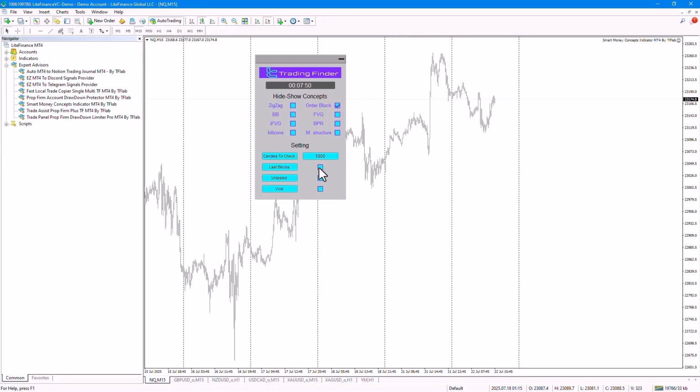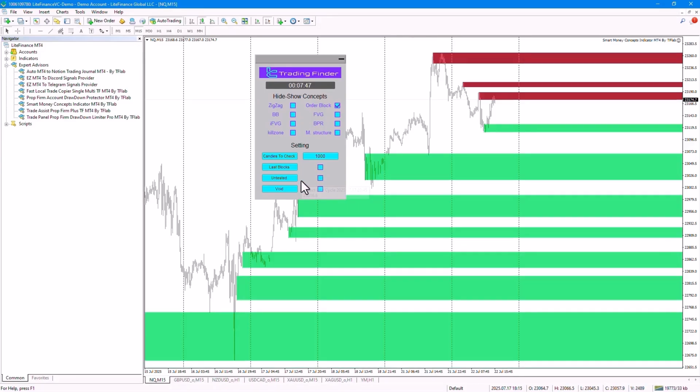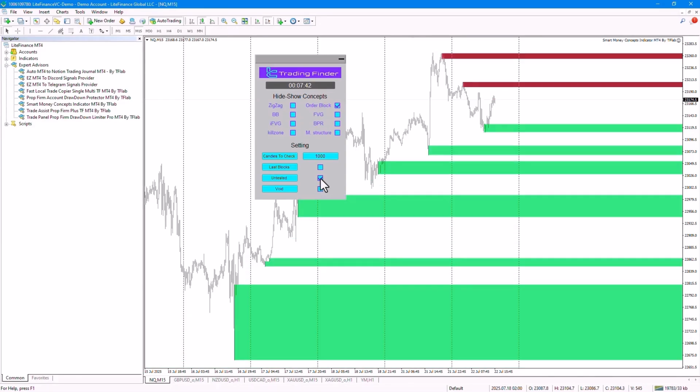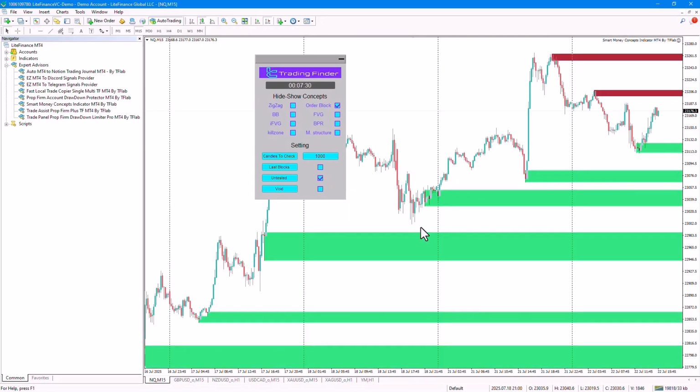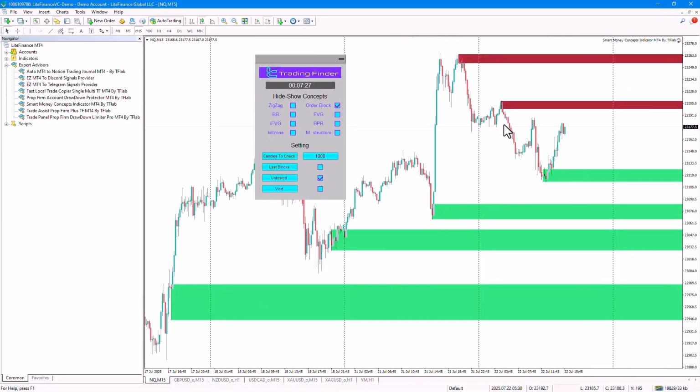In the next option, you can also enable the untested feature, which, when activated, will make the indicator display only those zones that are fresh and have not yet been touched by the price. And as we can see here, all the zones are marked as fresh zones, and if the price reaches these zones, there is a possibility of a strong reaction in them. We can use these situations as good trading opportunities.